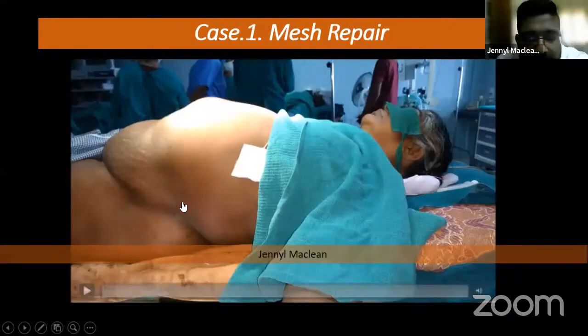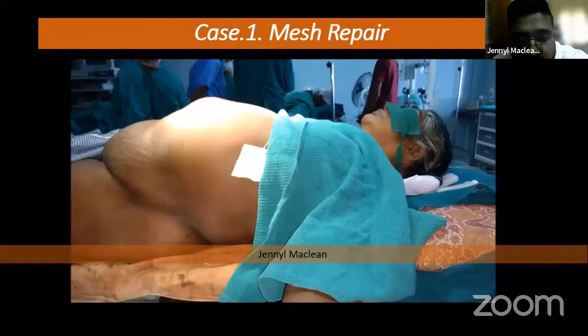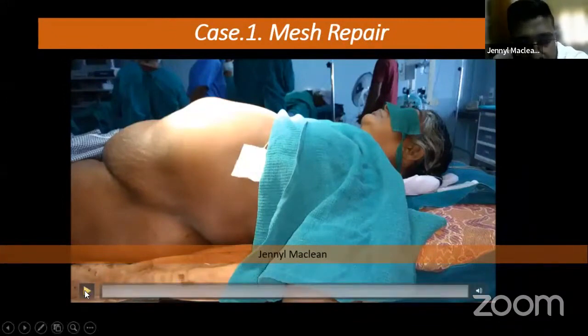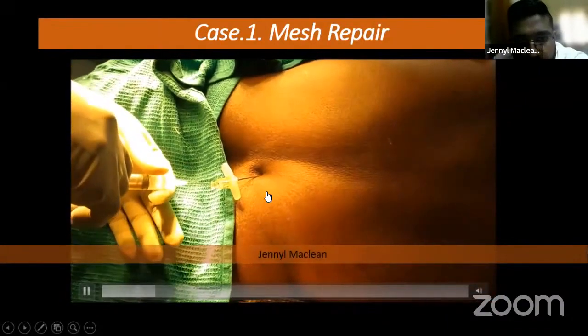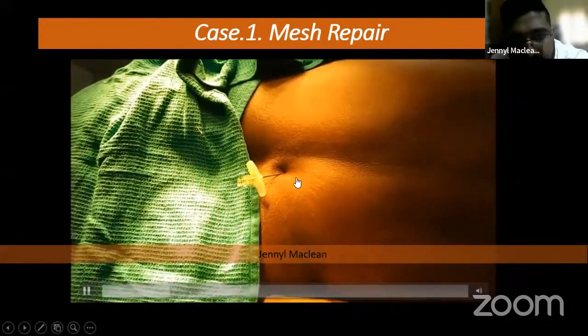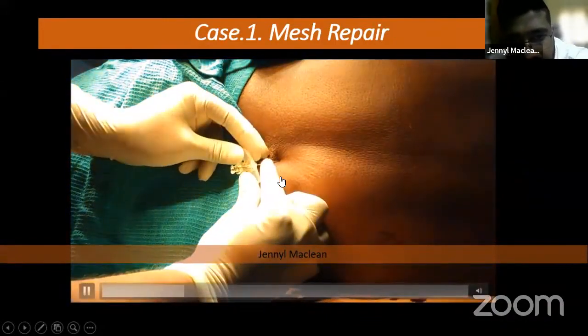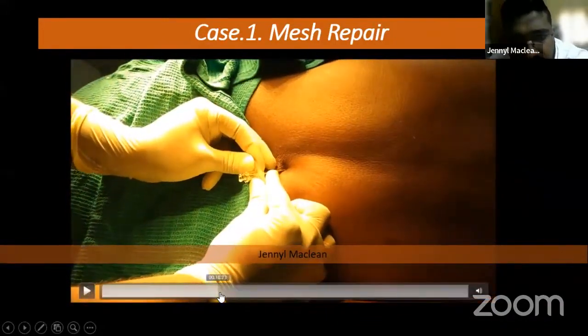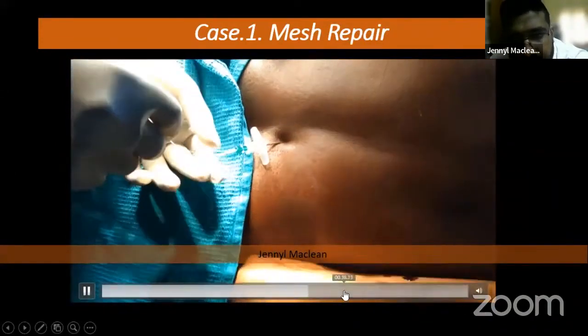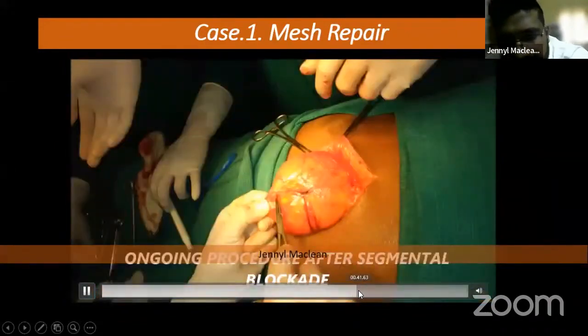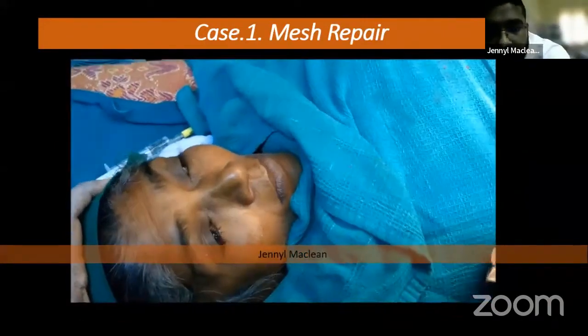I would like to run a few cases where we have performed segmental epidural. This is a case of mesh repair. You can see here the epigastric hernia is from the T6 area to the T10 area. So you perform the epidural at lower thoracic T8, T9, with the same hanging drop technique, and then you thread the catheter. Don't thread the catheter more than 5 centimeters above the desired place.